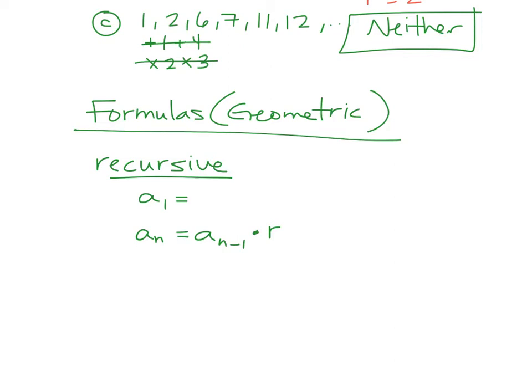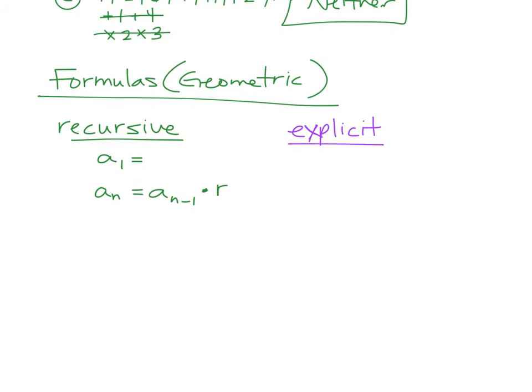The explicit formula, my x's always look like y's. Really sorry about that. The explicit formula looks like this. You will have a sub n equals the first term, a sub 1, times your common ratio to the n minus 1 power. Okay, now that should look somewhat familiar to you. Does anyone know what that looks like? What kind of formula? What kind of function?